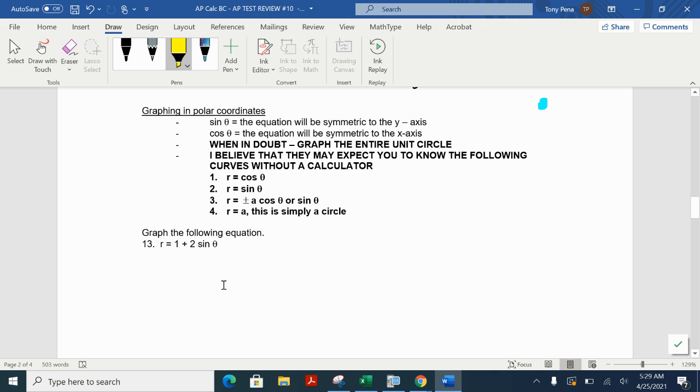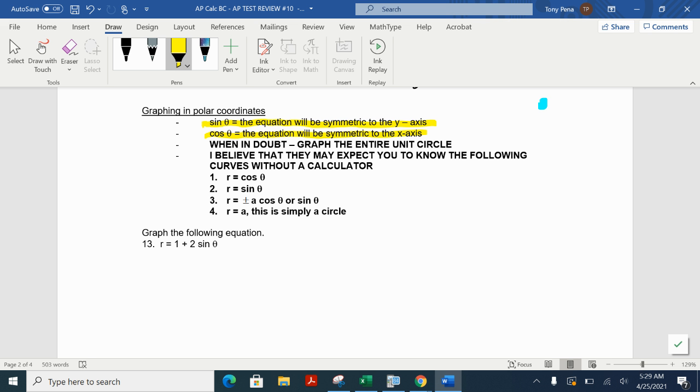All right, graphing these. They won't make you graph these. I've never seen that before. Anytime they've asked you to deal with a graph, they've always given it to you. You can go back and look at any old question, and they're going to give you that. So I wouldn't worry too much about this. However, do know that the sine of theta, if it's strictly sine of theta, is going to be symmetric to your y-axis. Cosine of theta is going to be symmetric to the x-axis. Again, graphing one of these is not really something that's terribly important.